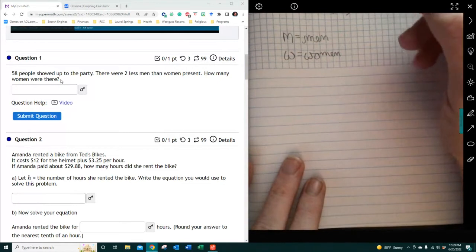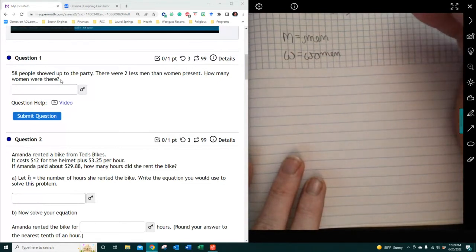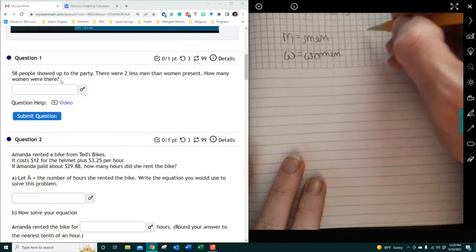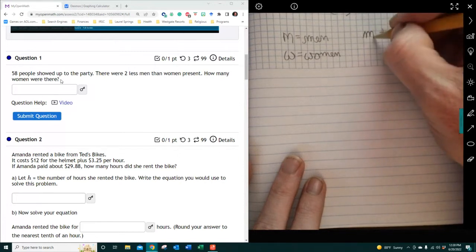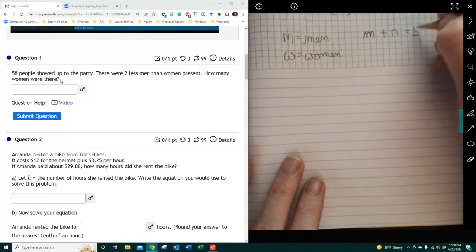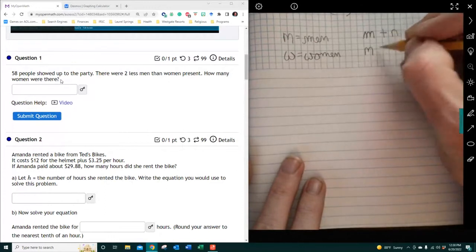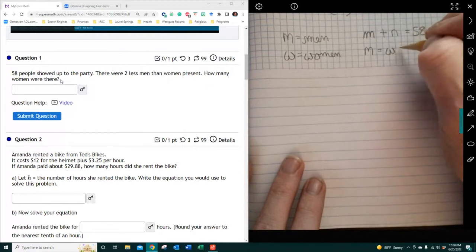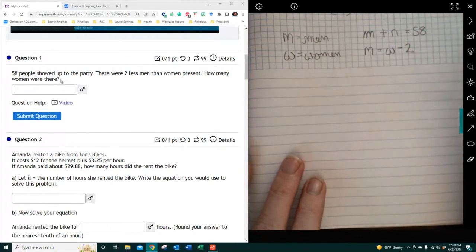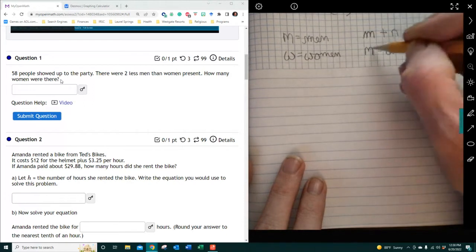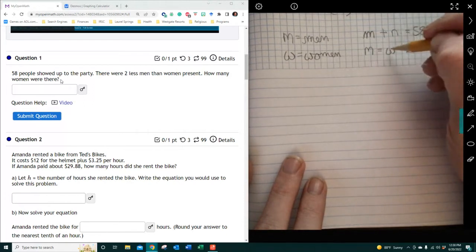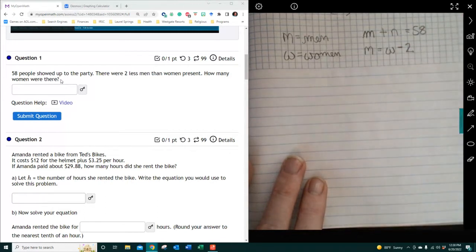Now, it says there are 58 people who showed up for the party. We know men and women together, so M plus W equals the 58 people. The thing is, it says there are 2 less men than women present. So men, M, is the women minus 2. Men is the same value as women except minus 2. That's the way we're going to read that.